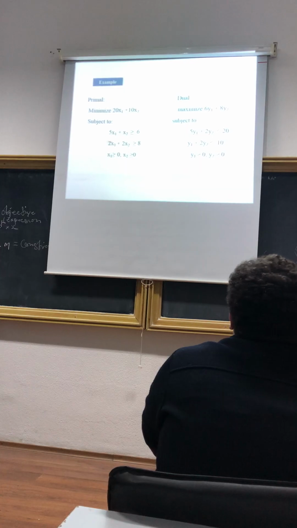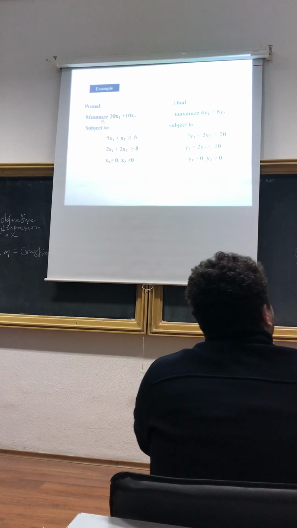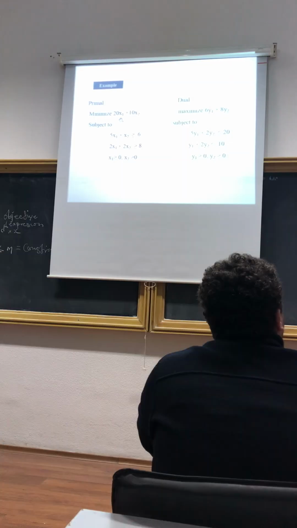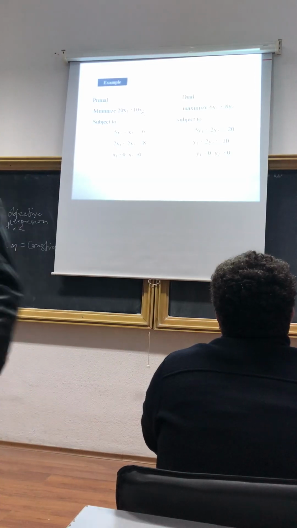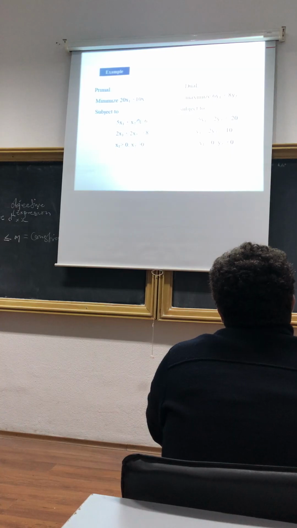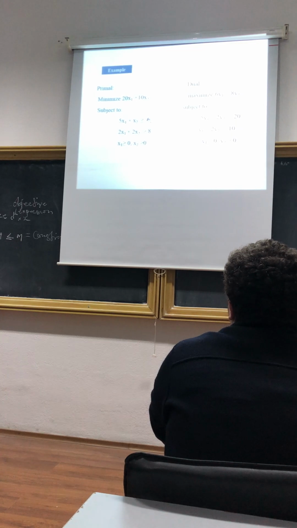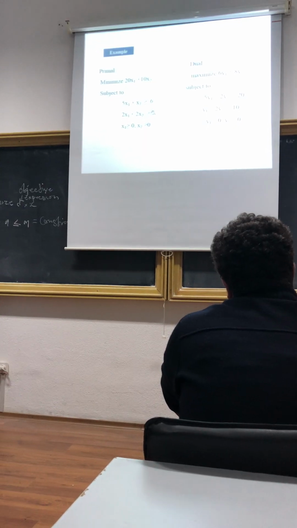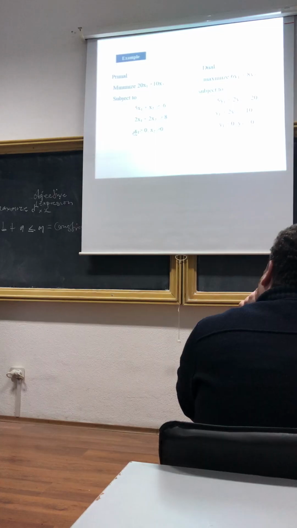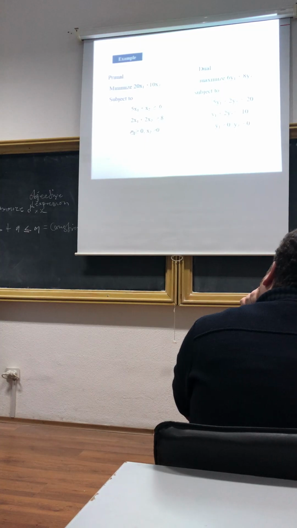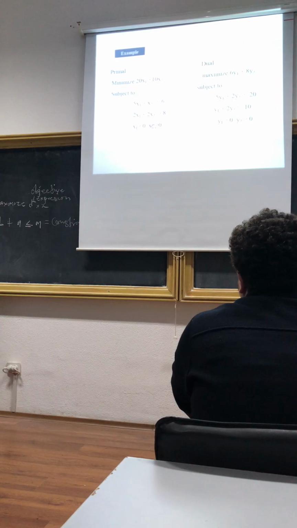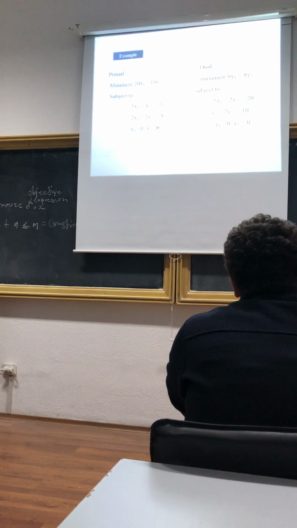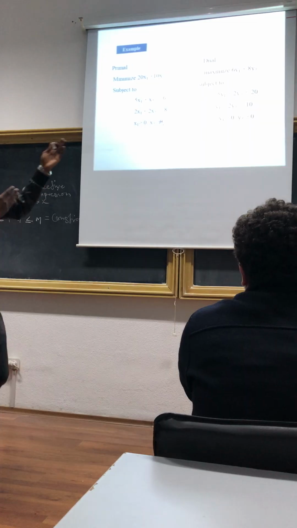Another example here is we have a primal problem to maximize 20x1 plus 10x2, subject to 5x1 plus x2 greater than or equal to 6, and 2x1 plus 2x2 greater than or equal to 8. The constraints here are x1 greater than or equal to 0, x2 greater than or equal to 0. So now, how does this look in the dual problem?